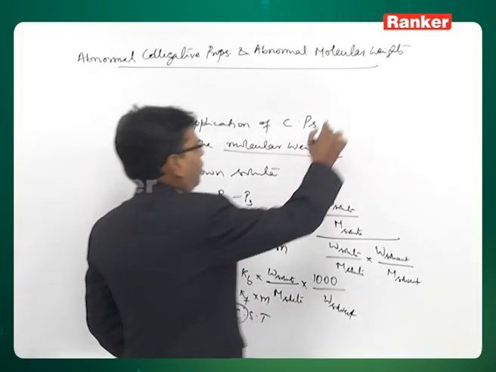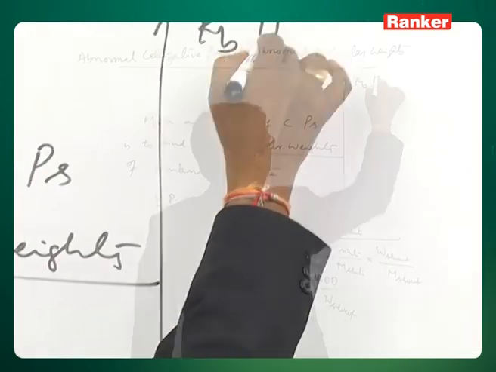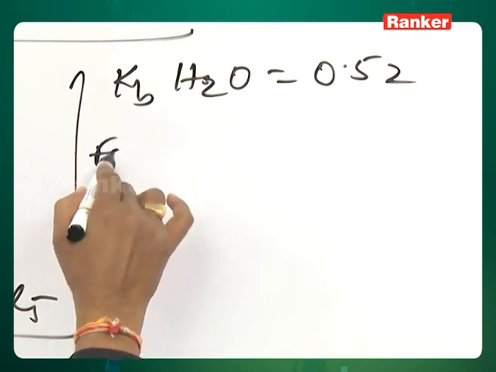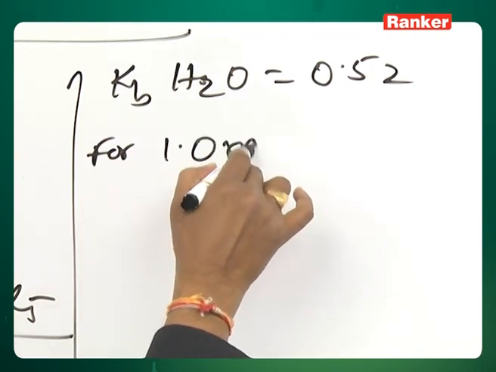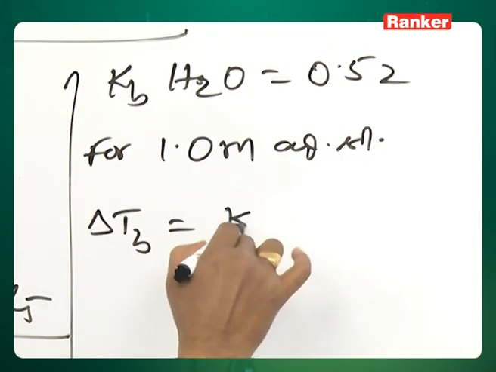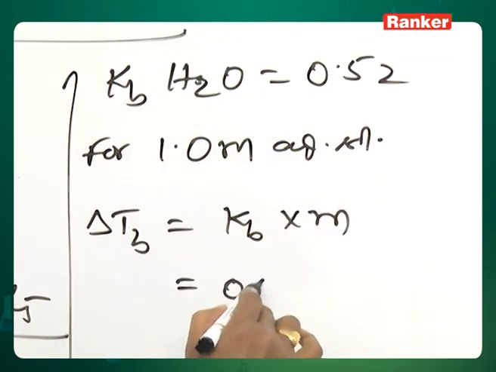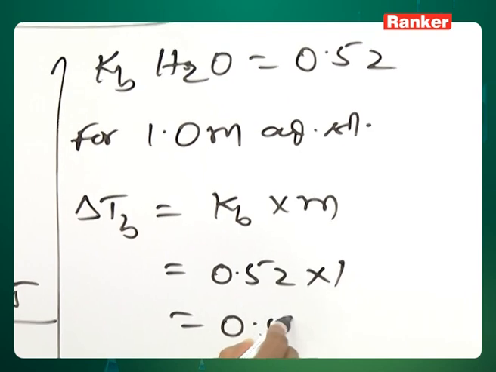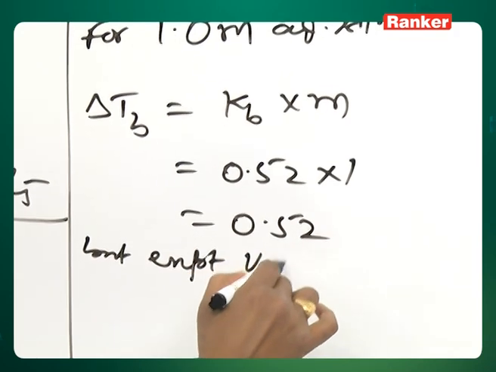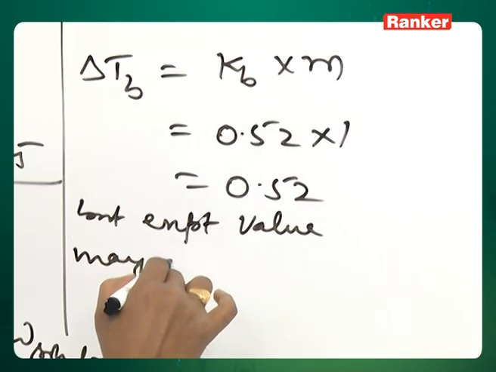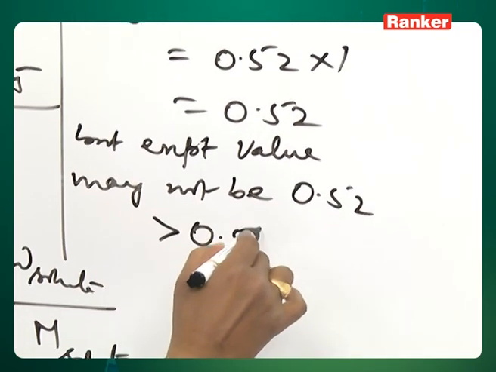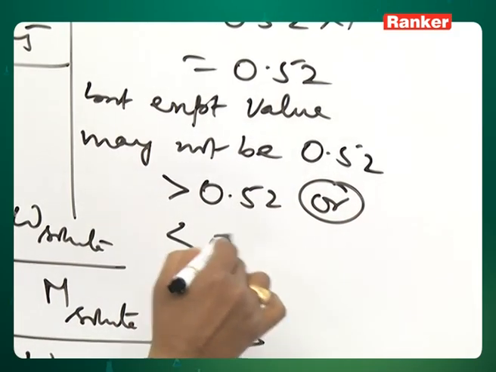Suppose if it is 1 molal aqueous solution, then Kb value is known. What is the Kb value? Kb for water is 0.52 Kelvin kg per mole. Therefore, for 1 molal aqueous solution of salt, delta Tb will be Kb into molality, that is equal to 0.52 into 1, which is equal to 0.52. But experimental value may not be 0.52, either it may be greater than 0.52 or less than 0.52.